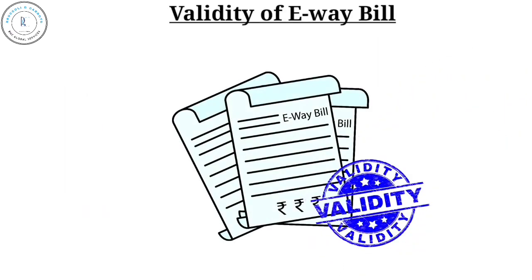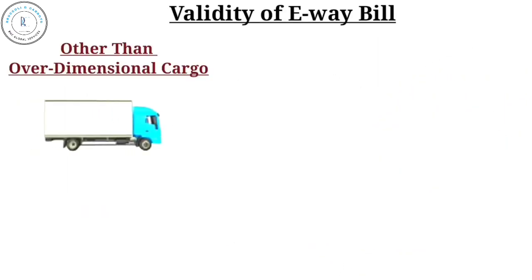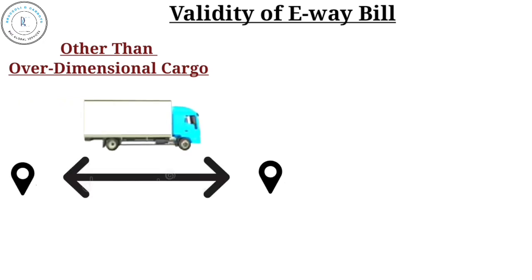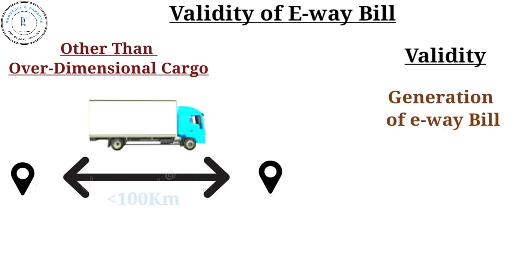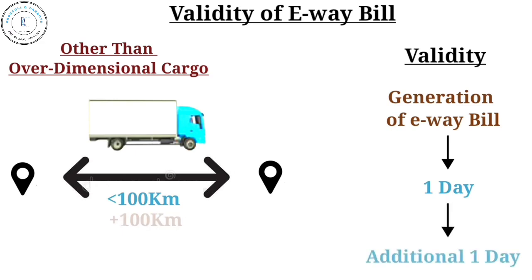Validity of e-Waybill. Other than over-dimensional cargo, if the distance traveled is less than 100 kilometers, then the validity is from generation of the e-Waybill till 1 day. For every additional 100 kilometers, or part thereof, the validity is an additional 1 day.